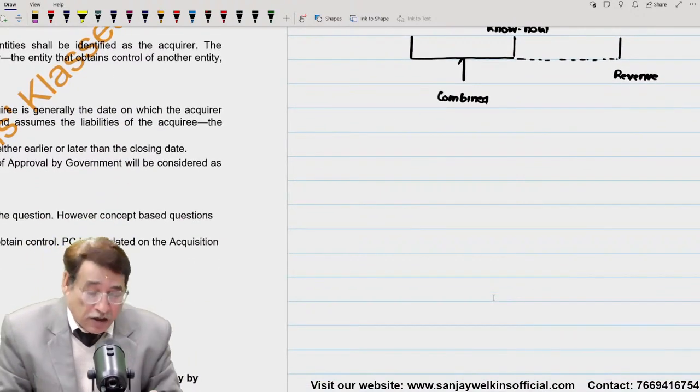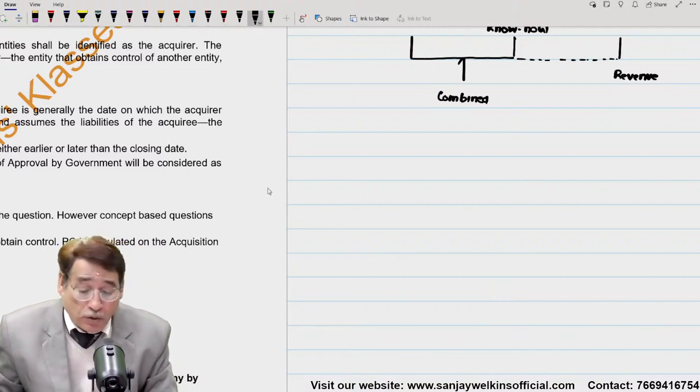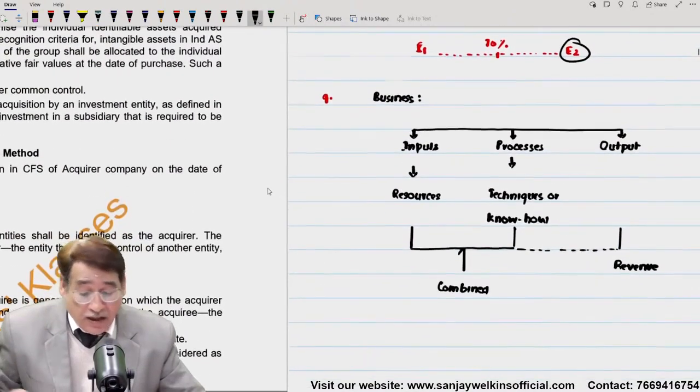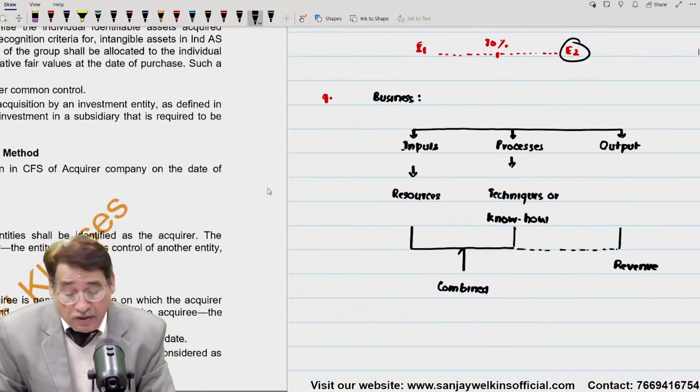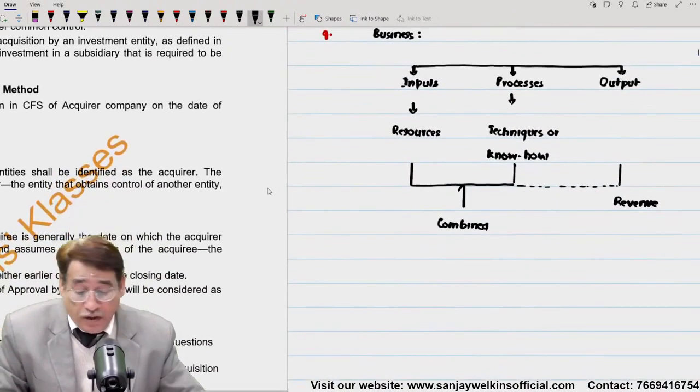After having taken care of all these things, now we move over to the next part, and the next part is the accounting part. Obviously, this is an important part.